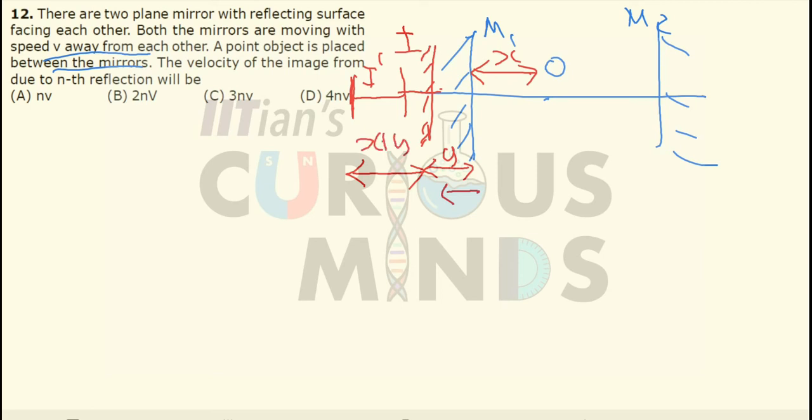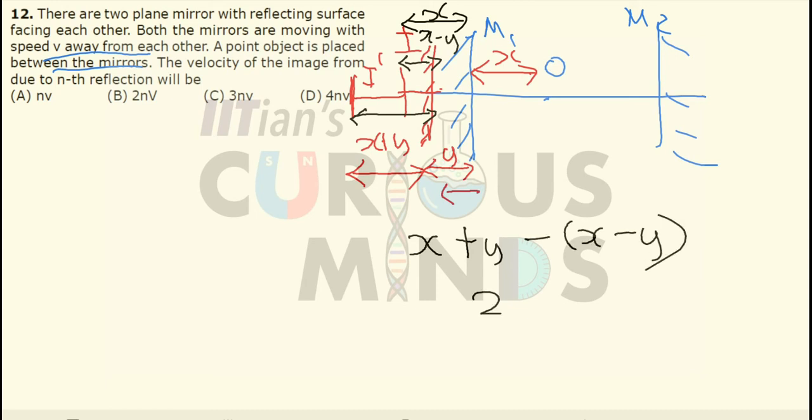Okay. So in a certain time, the mirror has moved a distance y. Let us see how much the image has moved. The distance between the original image I and the new image I dash is equal to x plus y, this length, minus this length, which is x minus y. So it will be x plus y minus x minus y. So basically it will come out to be 2y.